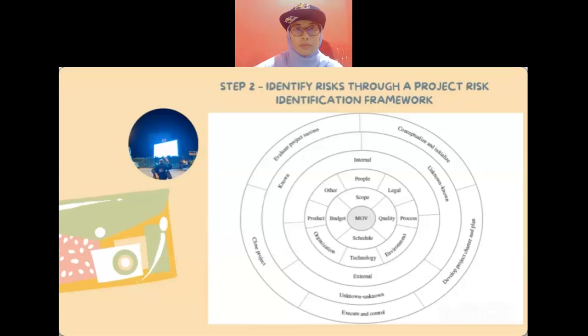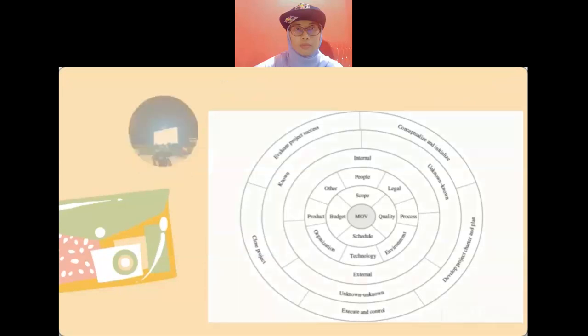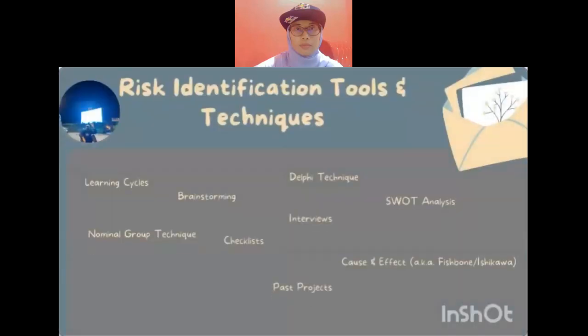So as you can see here, the last part of the project is a close project, evaluate project success, conceptualize and initialize, develop project charter and plan, execute and control. That's the step and plan to make sure that risk could be handled efficiently. Next, we are going to proceed with the risk identification tools and techniques. So we have several techniques here. We have learning cycles, brainstorming, Delphi techniques, interviews, SWOT analysis, nominal group technique, checklist, past project, cause and effects.